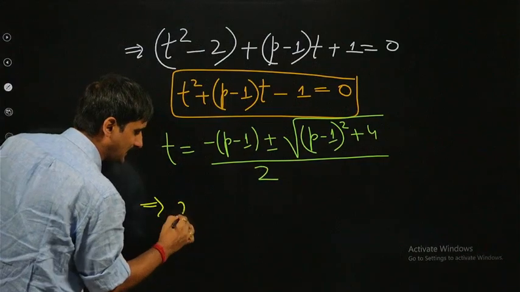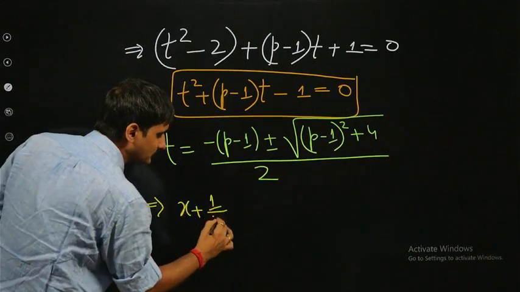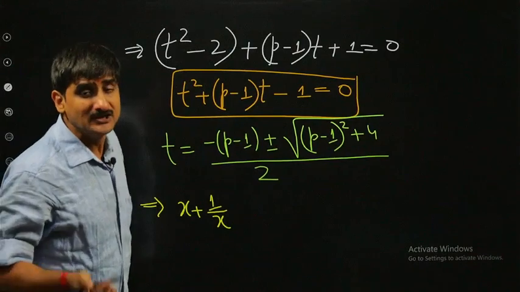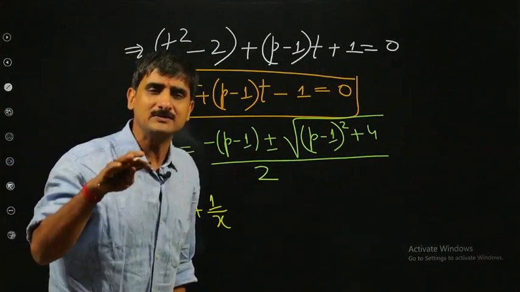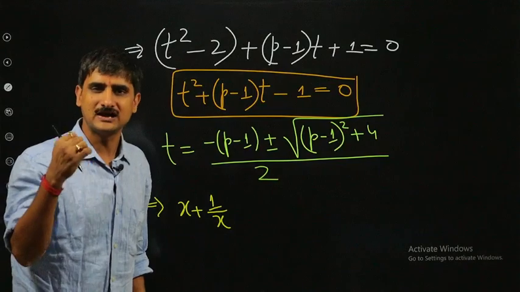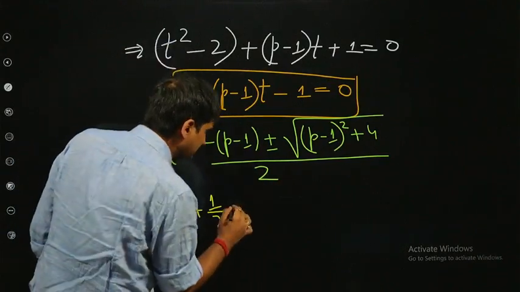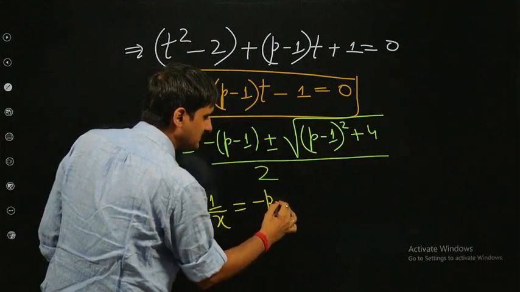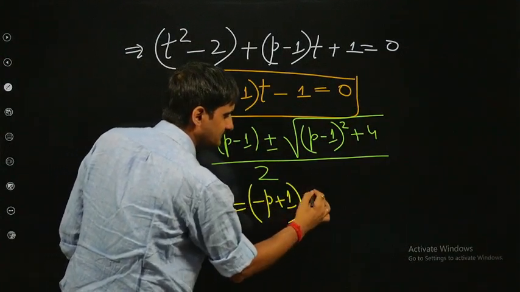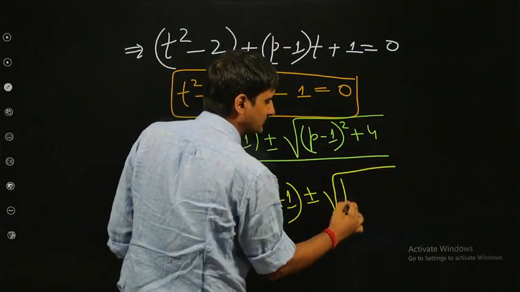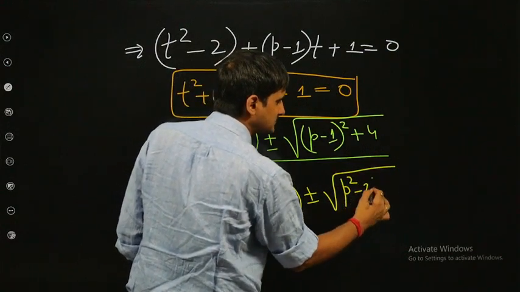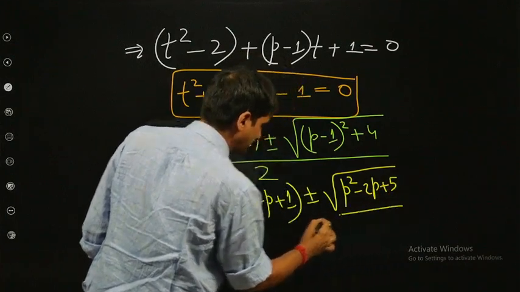So this implies actually we have to solve for x plus 1 by x, and having at least two negative roots means x should be negative. Okay, so x plus 1 by x is minus p plus 1 plus minus under root of p square minus 2p plus 5, by 2.